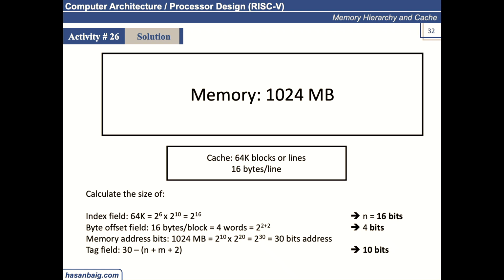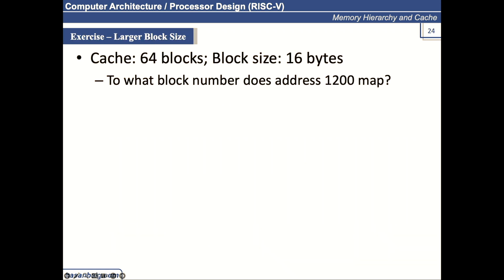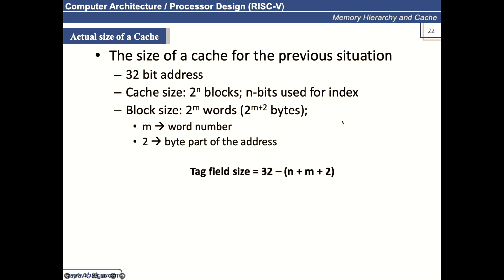In other words, if you were to represent it in the form of m, how many words are there? 16 bytes means 4 words. So 4 words means 2 to the power 2, and plus 2 is the part which is the byte offset. Sorry, byte offset. Okay, I pulled up that slide. Let me try pulling it up again here. Not this one. This one here.